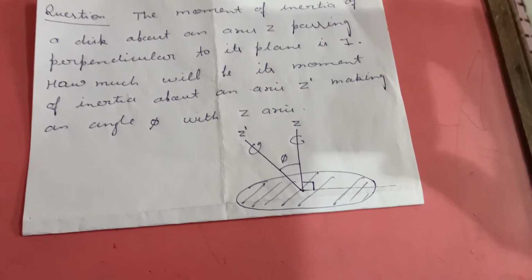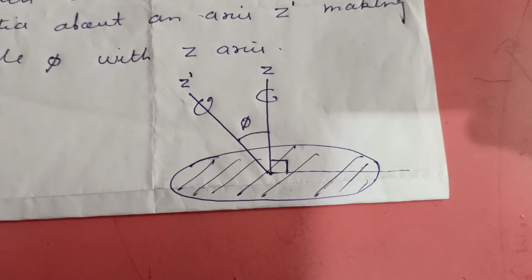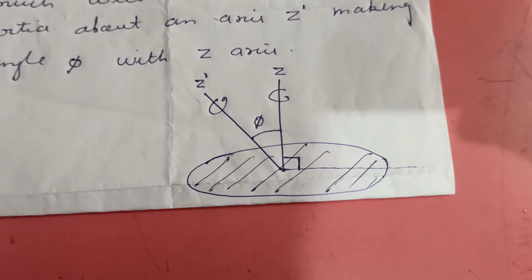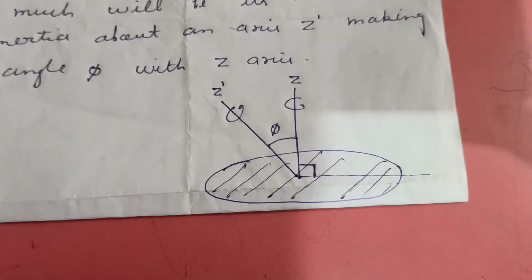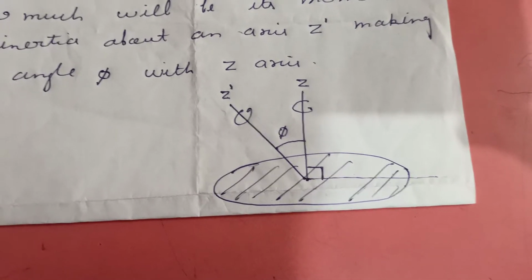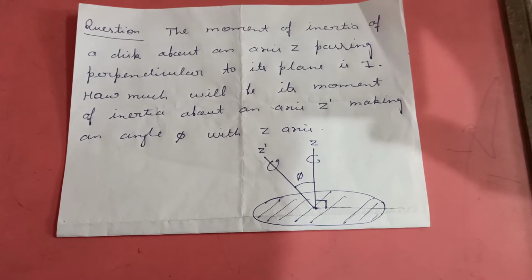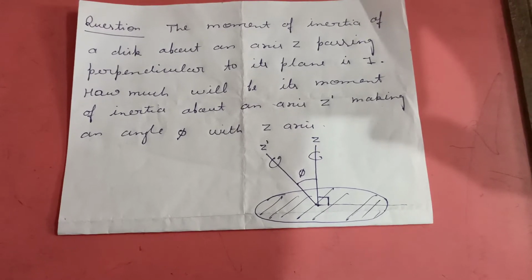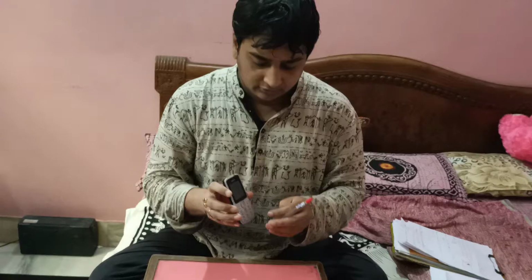So we can see in the figure that there is an axis z which is perpendicular to the plane of the disk. The moment of inertia of the disk about this axis is I. We need to find its moment of inertia about z dash, which is making an angle phi with z. So guys, before going to the solution of this problem, we need to discover the formula of moment of inertia of a circular disc about some inclined axis.